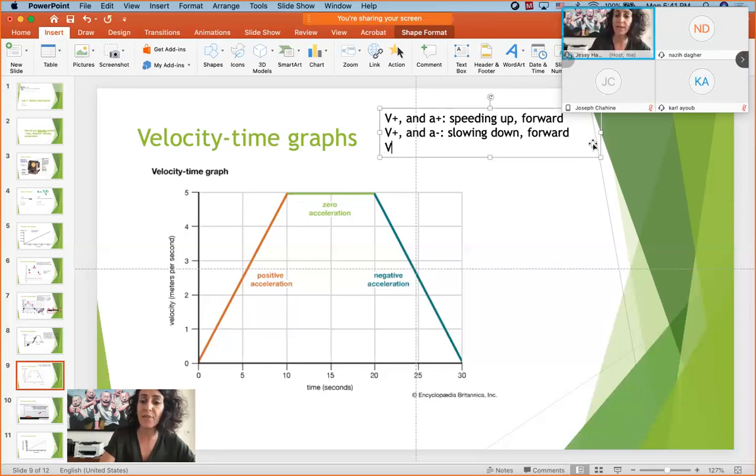Now, what if V is negative and A is negative? What do you say will happen? Speeding up, because they are both pointing in the same direction. Is it backward or forward?